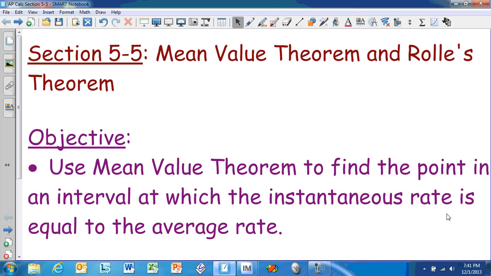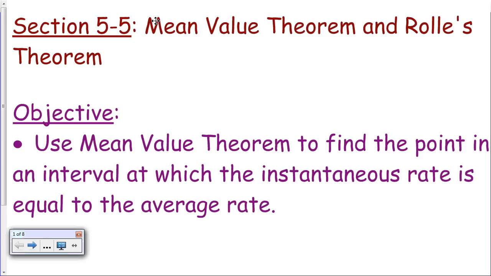Section 5-5 is on the mean value theorem and Rolle's theorem. The objective of this section is to use the mean value theorem to find the point in an interval at which the instantaneous rate is equal to the average rate.